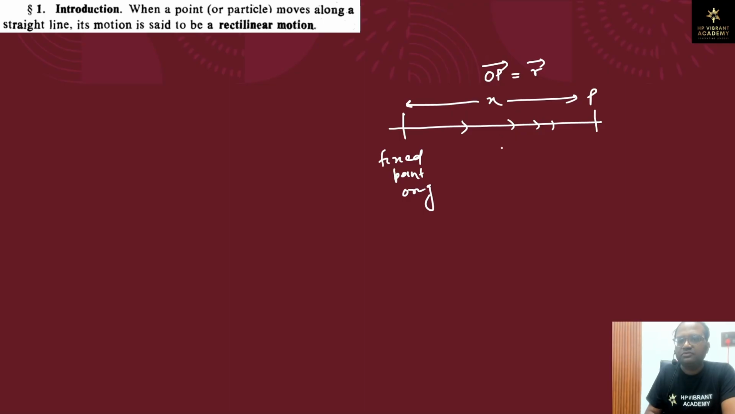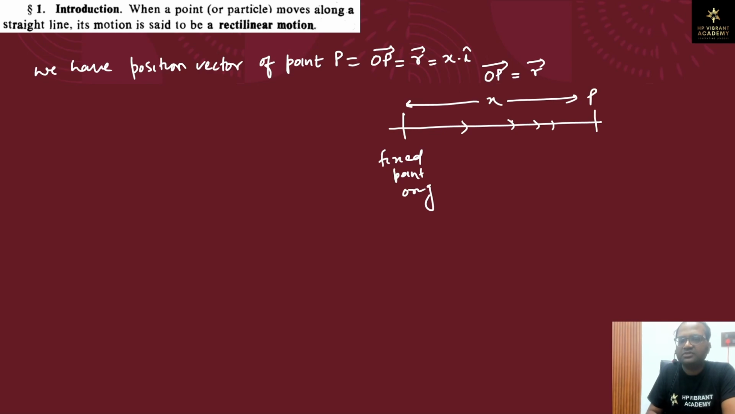So we have the position vector of point P: OP vector is equal to R vector is equal to x into i cap, where i cap is the unit vector along the positive x direction. So we have OP vector equal to x into i cap, and i cap is constant, so we can take it out of the derivative.